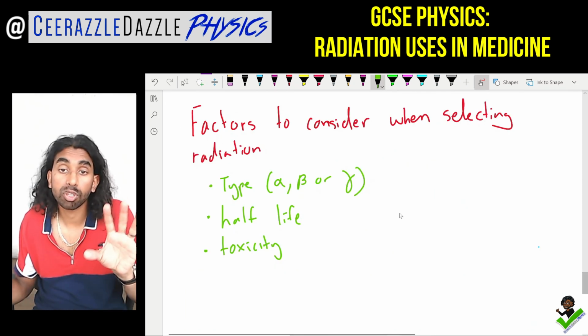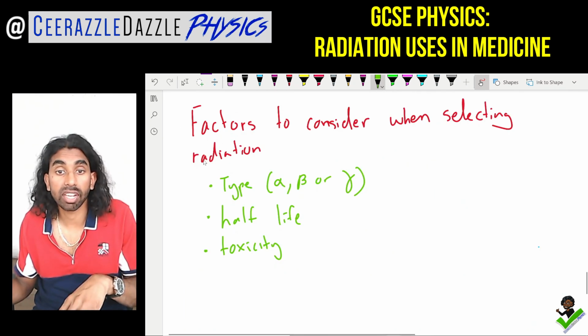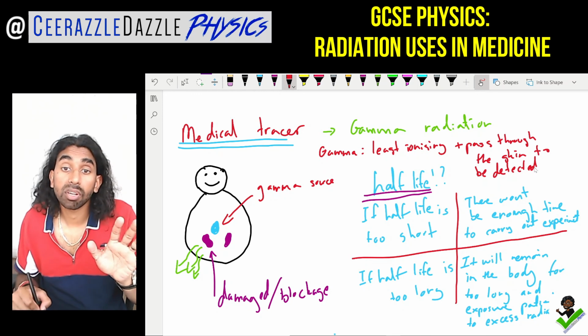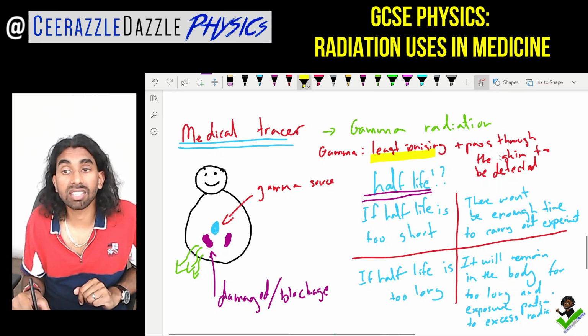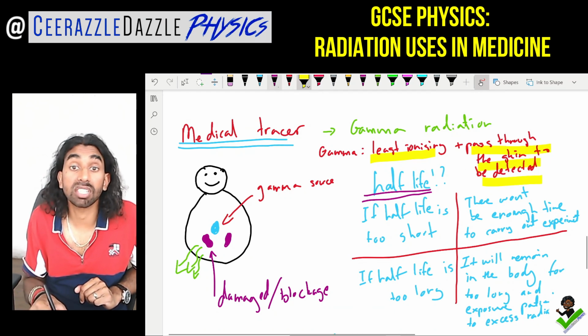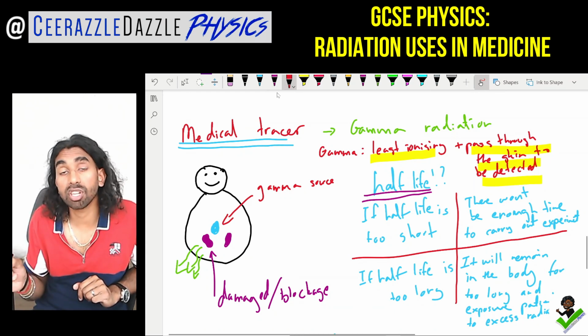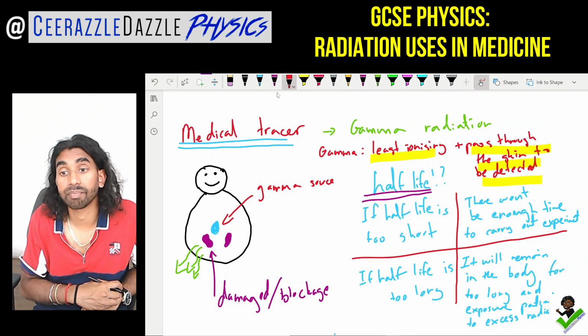Right, and last of all, we talked about the factors to consider when selecting radiation. The type, alpha, beta, or gamma, the half-life, and its toxicity all matter, guys. They all matter. The reason why we chose gamma in the medical tracer is because, have a look, guys, it was the least ionizing, and obviously it could pass through the skin to be detected, because it is the most penetrating. So it was the most penetrating and the least ionizing, guys.